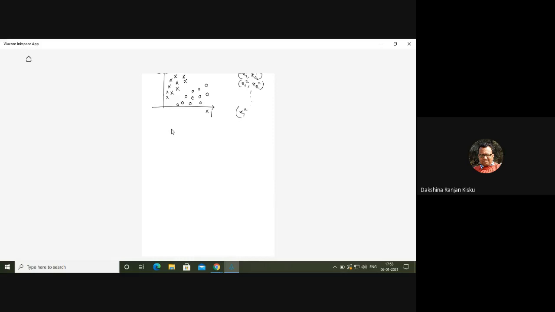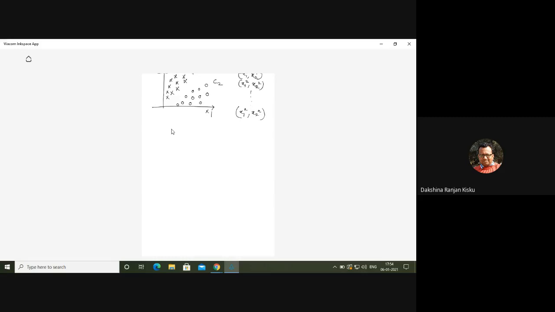Okay, x1, x2, ..., xn. So we can have n number of feature vectors or n number of samples. Now out of n number of samples, some samples belong to class C1 and some samples belong to class C2. That means some samples belong to the positive class and some belong to the negative class.